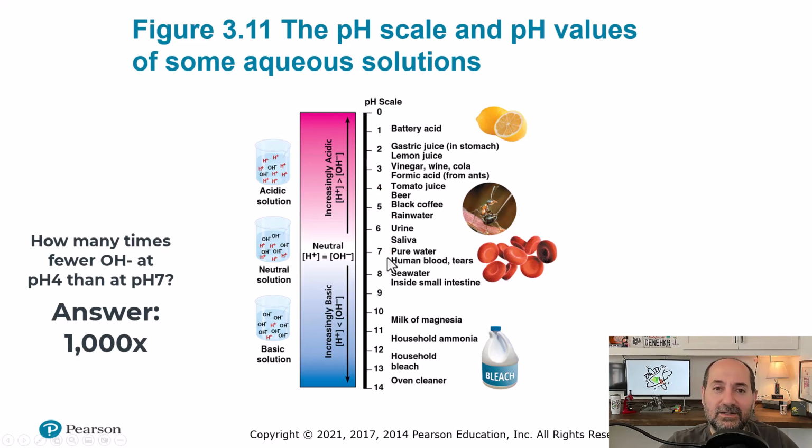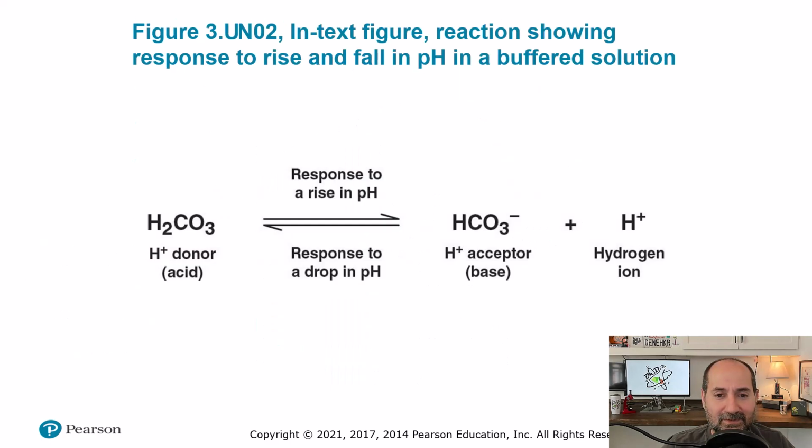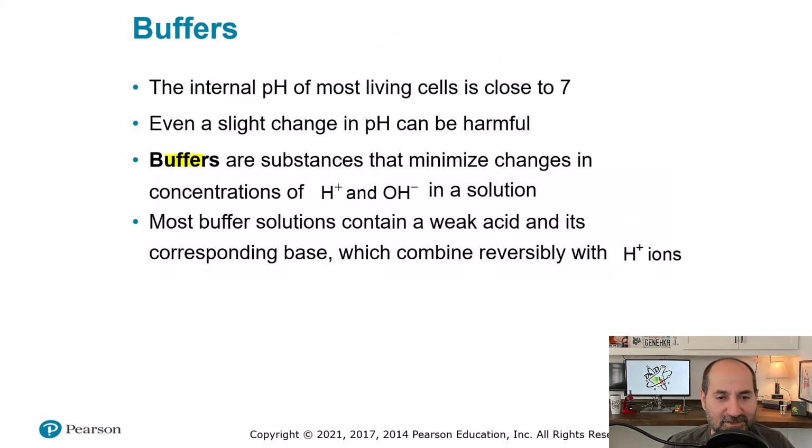So I hope that makes sense. If not, remember in chapter 3 video, we go into great detail about this. So those are the types of questions you might see. You know, at this pH, how many times more protons do you have than at this pH? Or at this pH, how many times fewer hydroxide ions do you have than at that pH, right? So be able to think on that scale. Okay, and then remember what buffers are. Buffers are simply substances that minimize changes in pH.